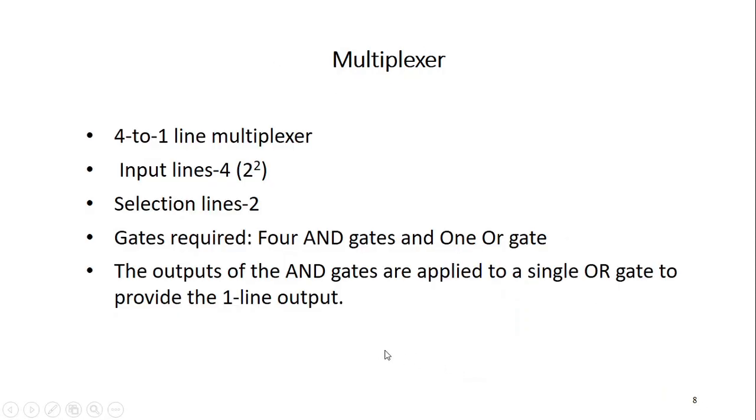Here we have seen the 4 to 1 line multiplexer, and the number of input lines required is 4, which is 2 raised to 2. So n is equal to 2 here. The selection lines are 2 and the total number of gates required is 4 AND gates and 1 OR gate. The outputs of the AND gates are applied to a single OR gate to provide one line output. So the number of inputs is 2 raised to n, which is 4, the selection lines are 2, and the output is 1 line.